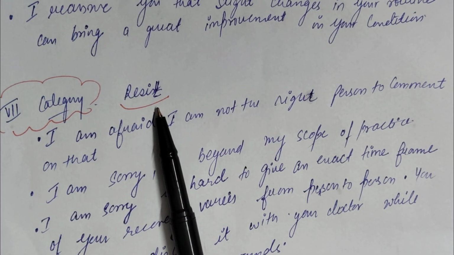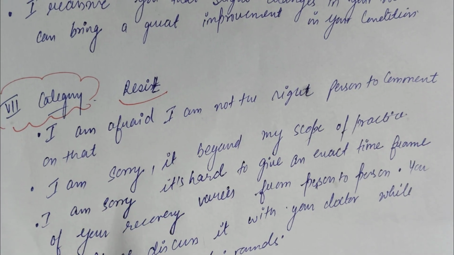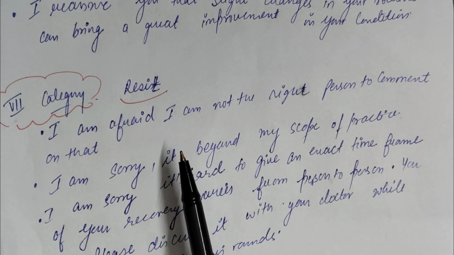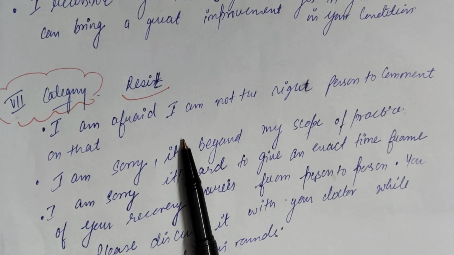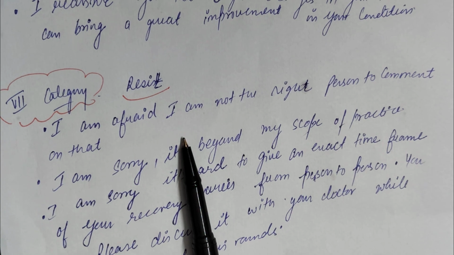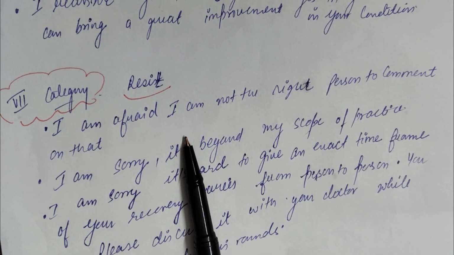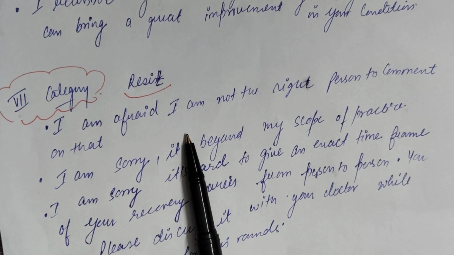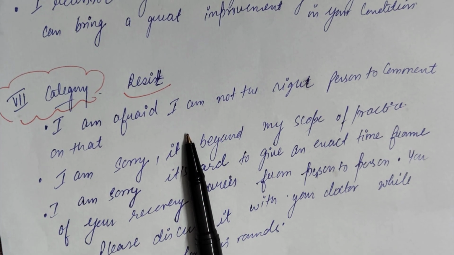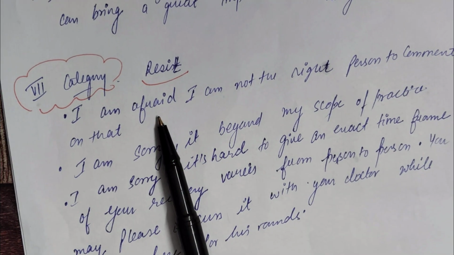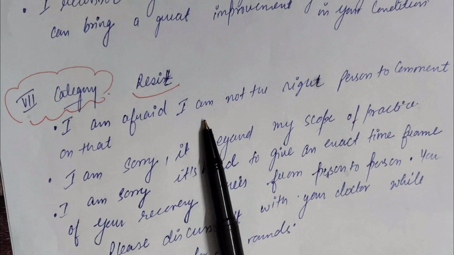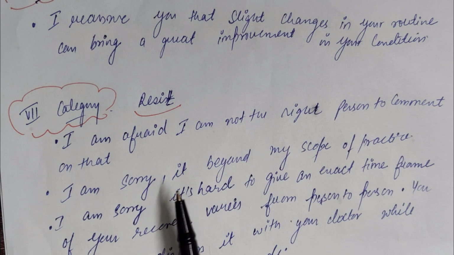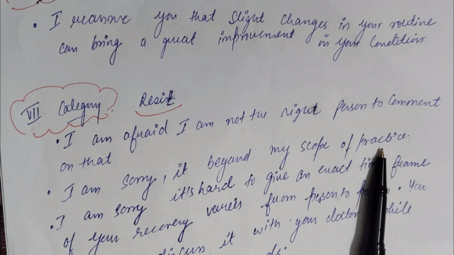Okay. So the last, the seventh set, is resist. Resist means when we restrict something to the patient, and it's a very difficult part when we are refusing the patient, saying that we are not the person to help with that. The main functional phrases we use in this part are: I am afraid I am not the right person to comment on that. I am sorry, it's beyond my scope of practice.